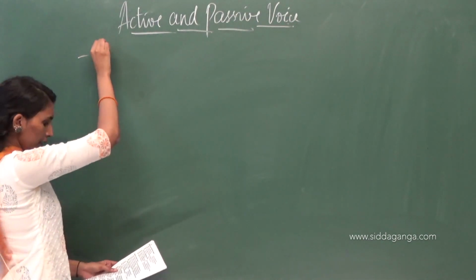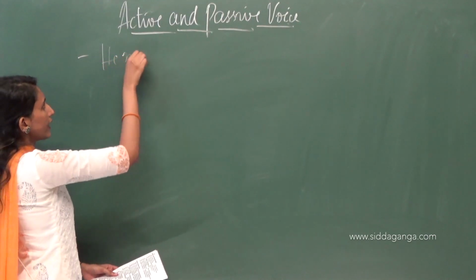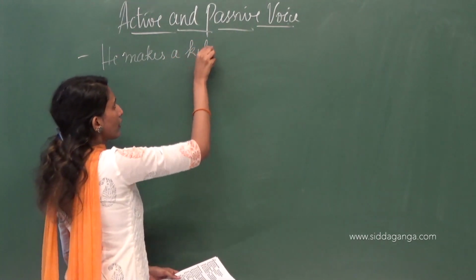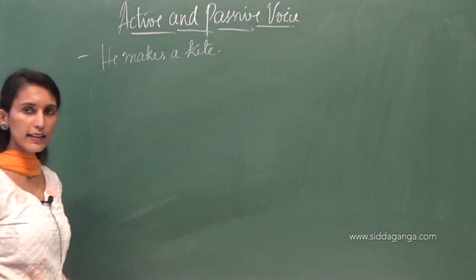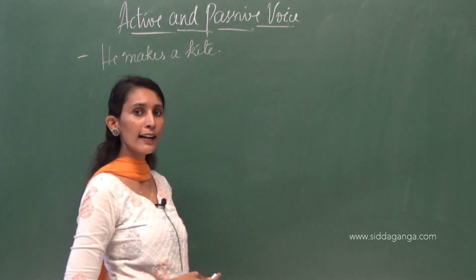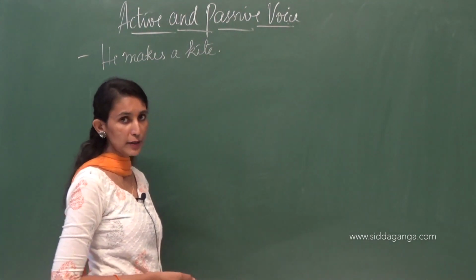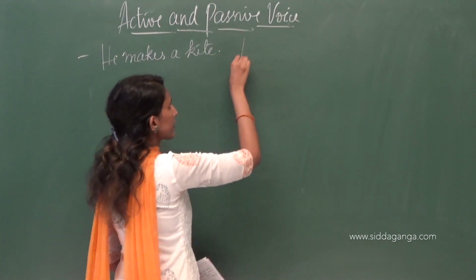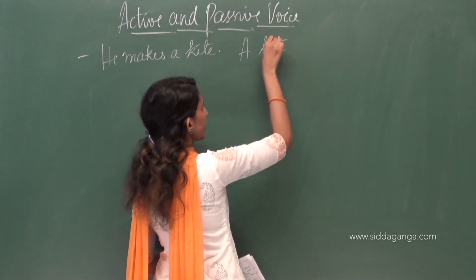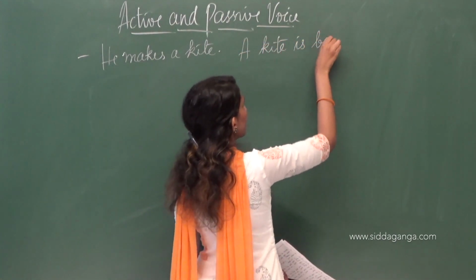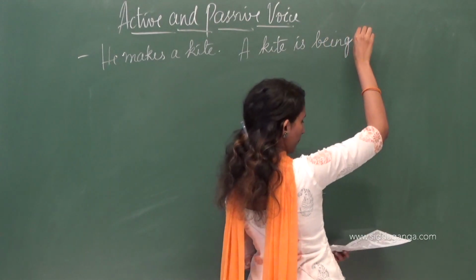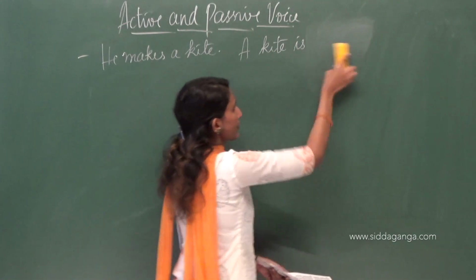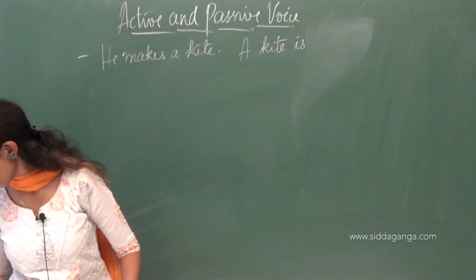The first one is, he makes a kite. He is the subject. He's making what? He's making a kite, that is the object. He is making something. Now, how do you change it into passive voice? A kite is being made by, or a kite is made by him. You write simply: kite is made by him.